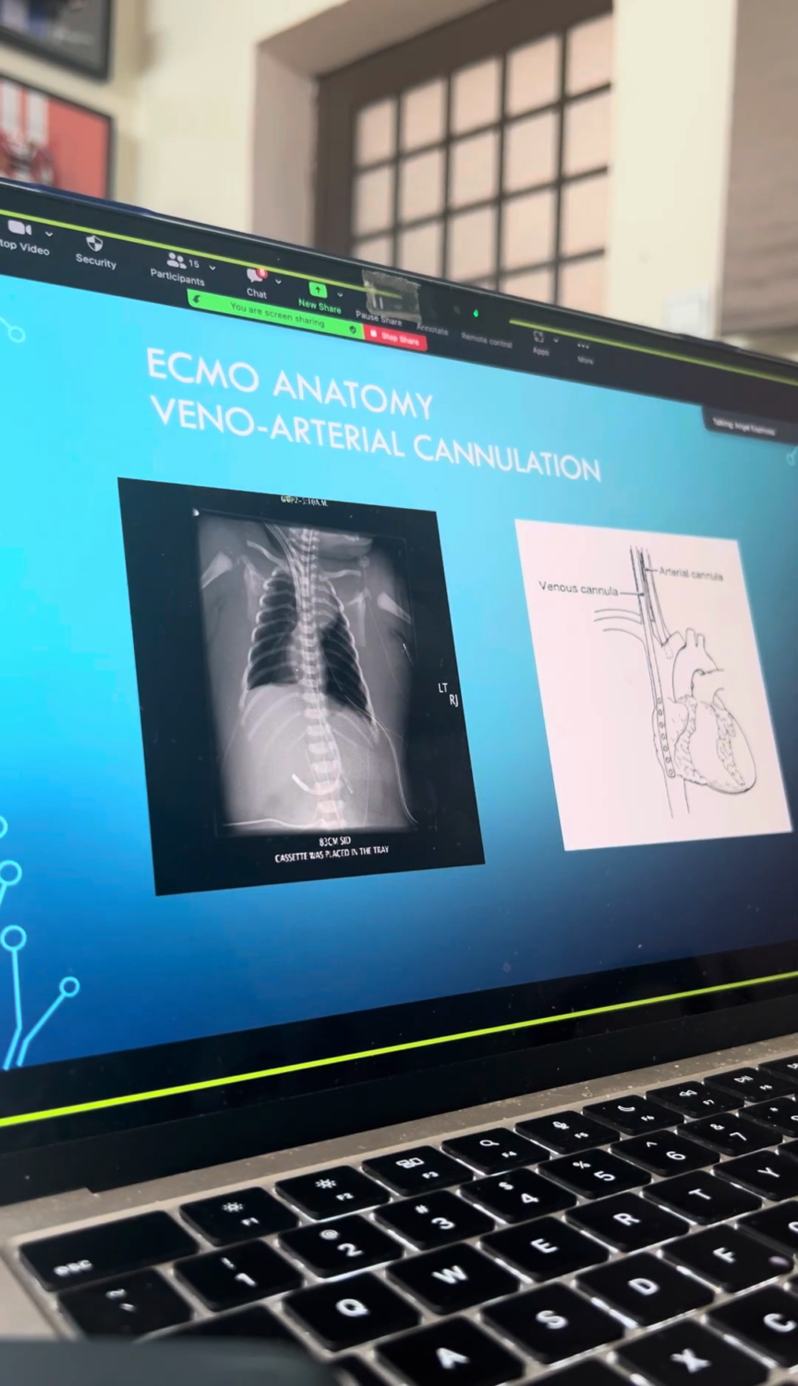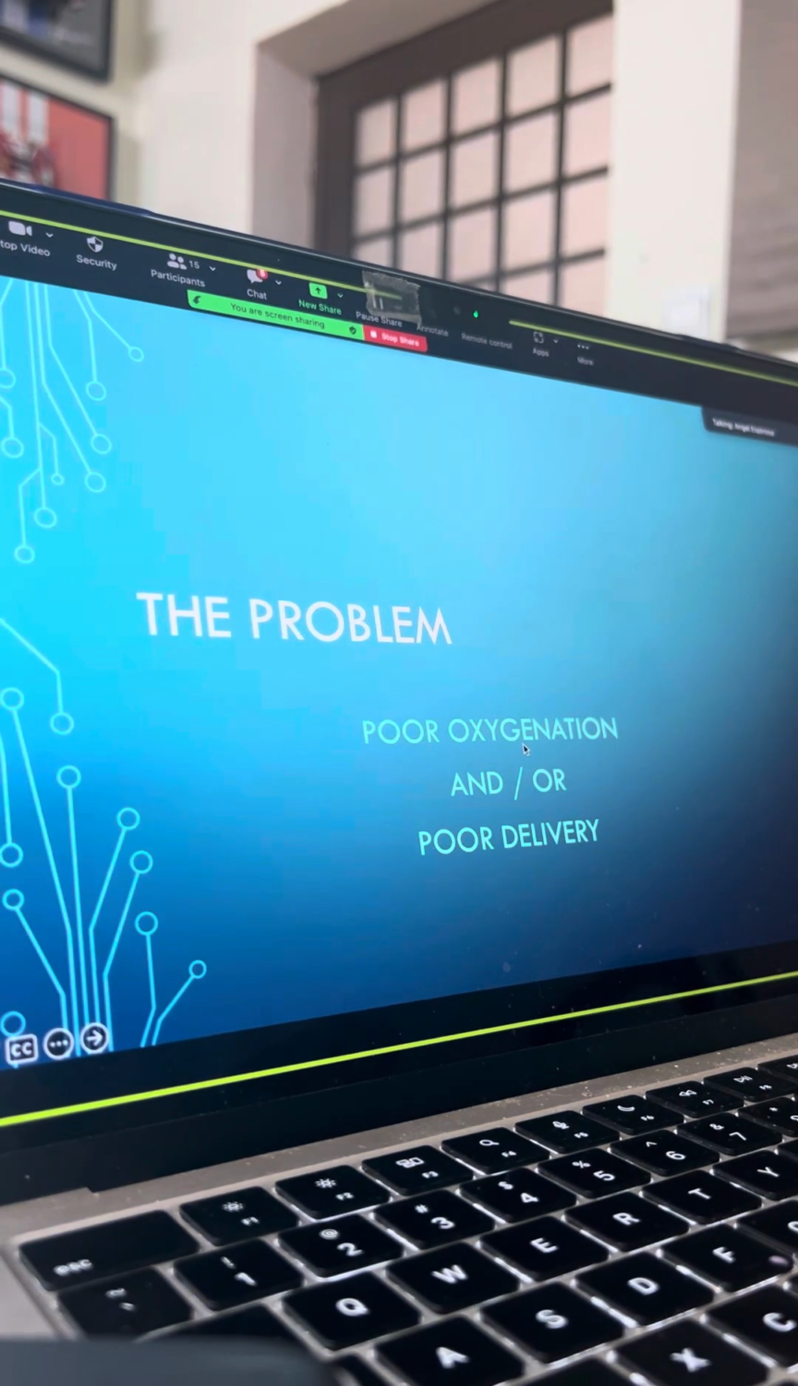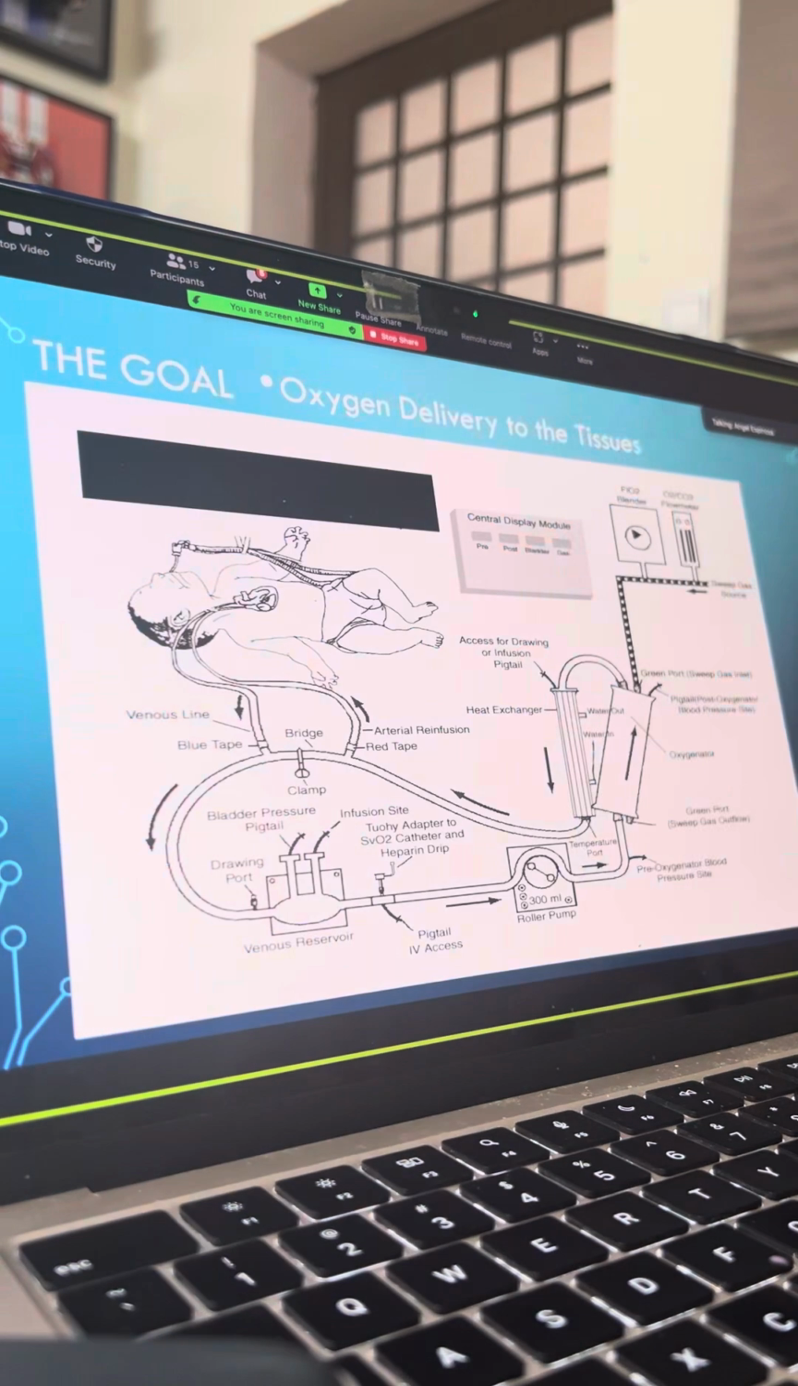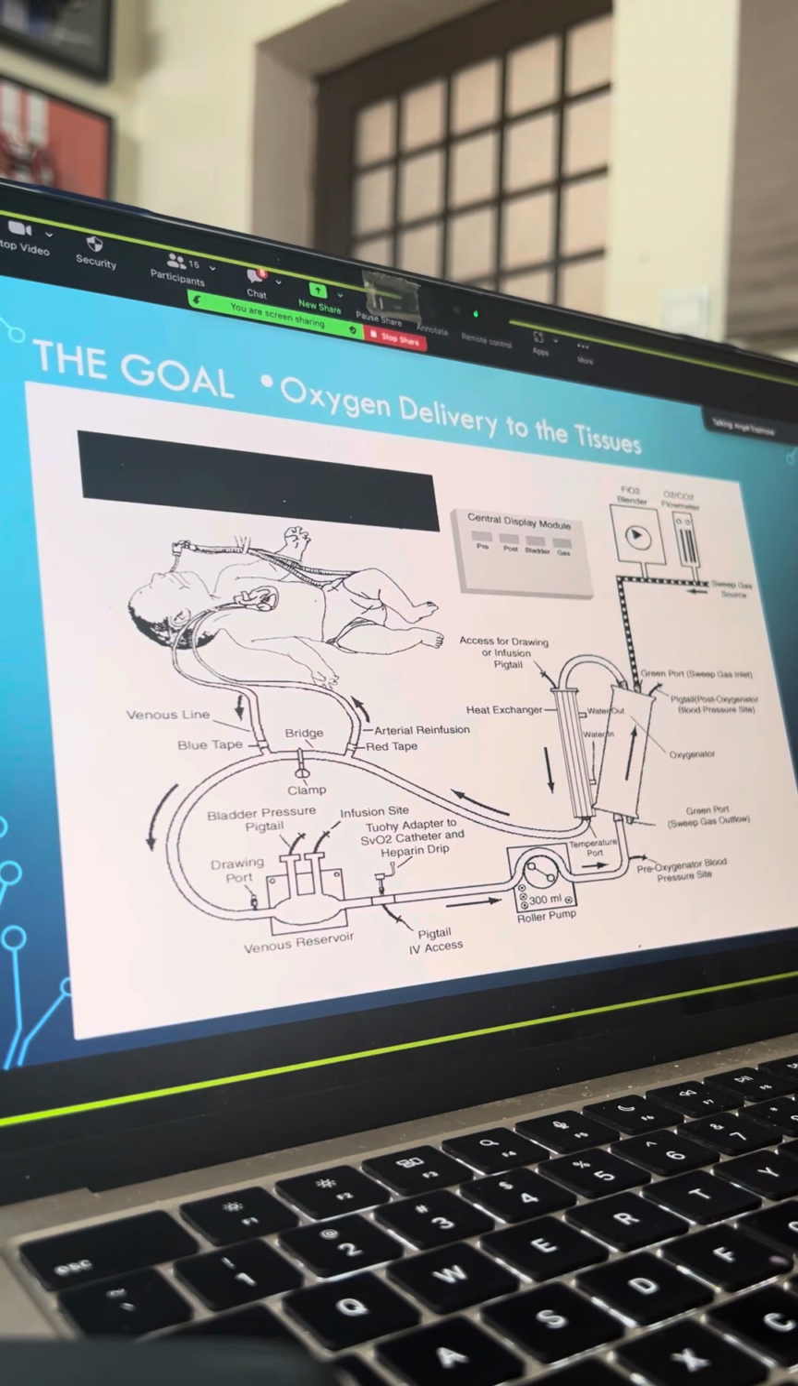Okay, and the images are not perfect, but we can see that in the case of children, you can put the arterial cannula through the subclavian or through the carotid artery, and the venous will go through the jugular vein to the right atrium. The problem when we are using ECMO is that we have poor oxygenation and poor oxygen delivery. So we need to use this machine, whose goal is oxygen delivery to the tissue.